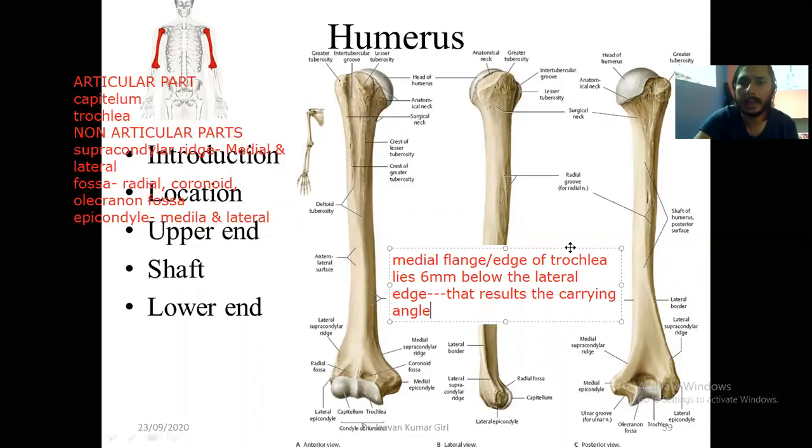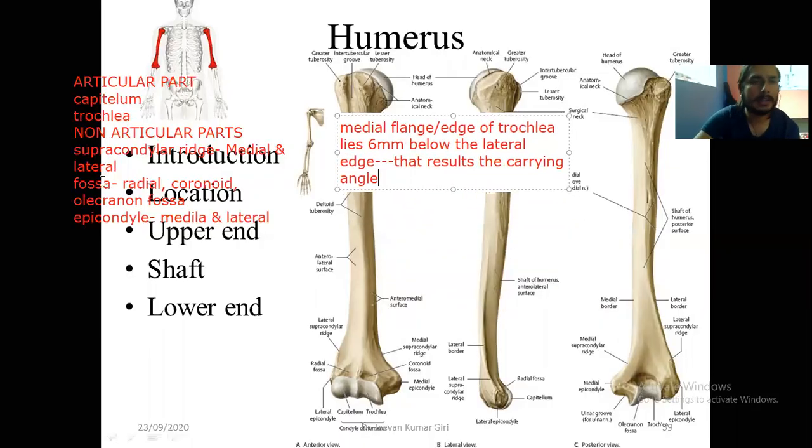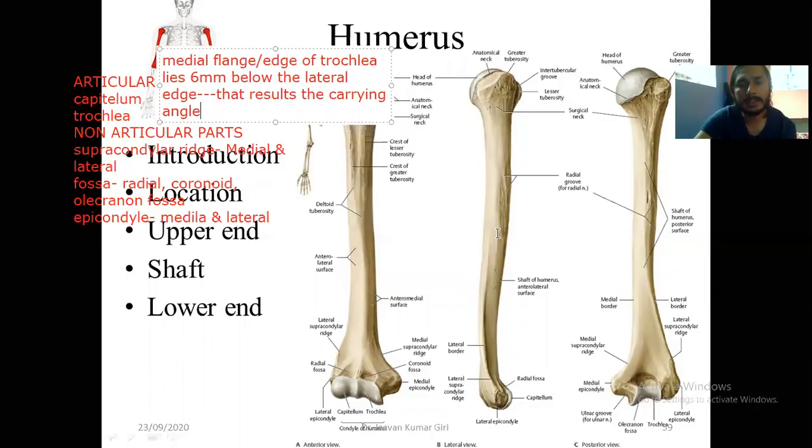So just remember this carrying angle, okay? After explaining all the parts, I will explain the carrying angle, okay? Are you getting clear? Now next is the non-articular part.